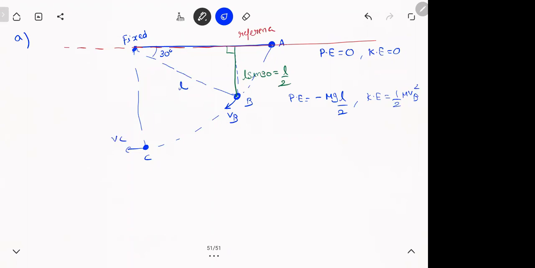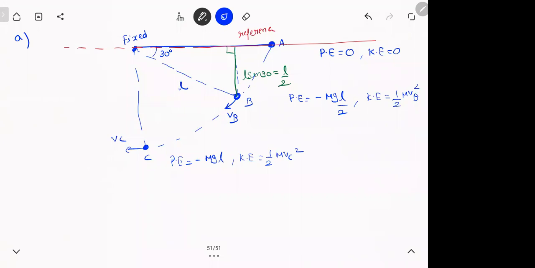Here let the velocity be C. What is the potential energy? Minus mgL, because you're at a depth of L from the reference line. Kinetic energy, half m Vc square. Any doubts on the energy terms? Minus you have to write if you're below the reference line. Above the reference line is positive.